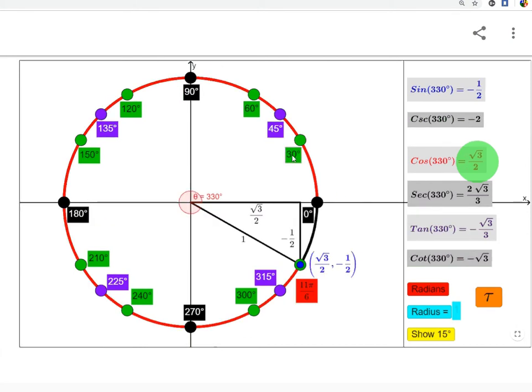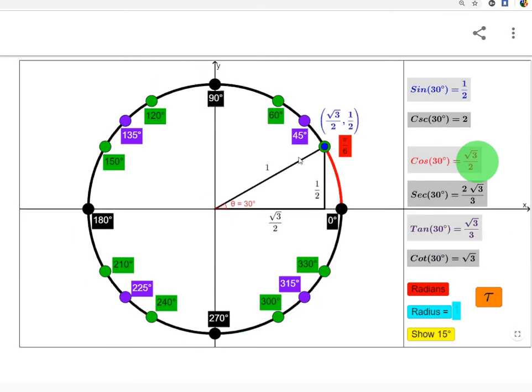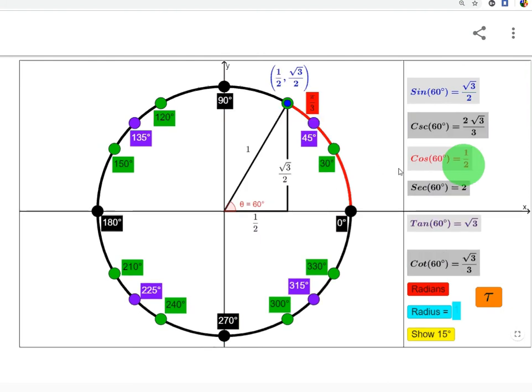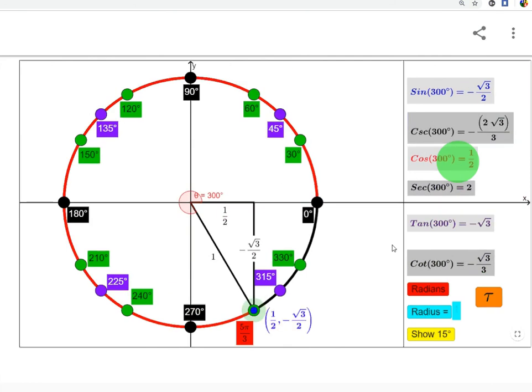Cosine of negative 30 is the same as cosine of 30. If we look at cosine of 45, it doesn't matter if it's negative 45 or positive 45. It's going to be equal to the square root of 2 over 2. If we look at 60 degrees, it doesn't matter if it's positive 60 or negative 60. Therefore, cosine of theta is the same as cosine of negative theta.